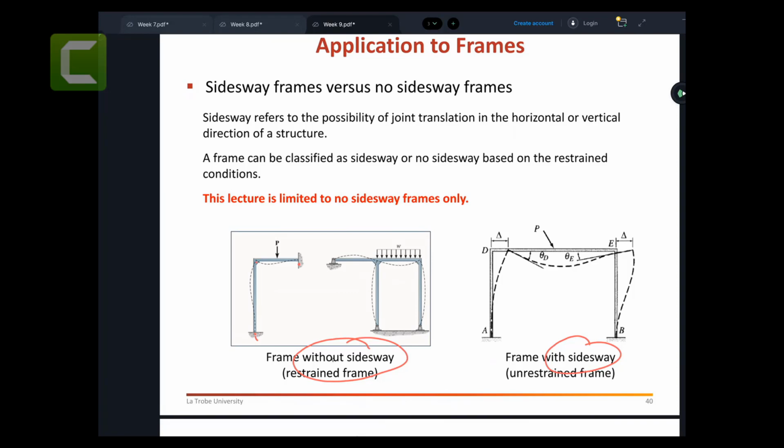So that is called a without sideway or restrained frame, because you can see these joints are rotating, but they are staying at that position. They are just staying at that particular position. It's just rotating, but it's not translating.